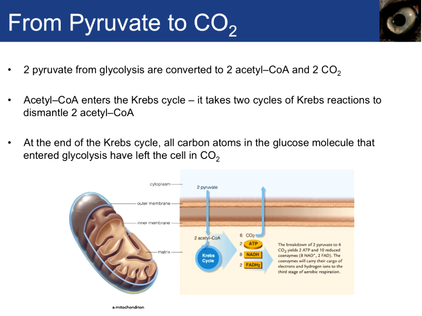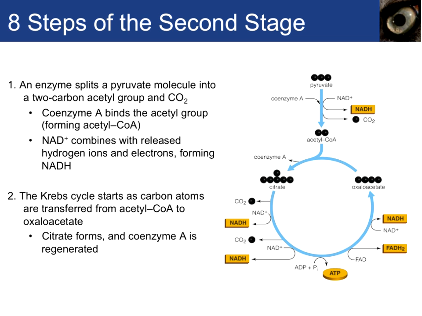So in the second stage, the 2 pyruvate from glycolysis are converted to 2 acetyl-CoA, and then also 2 carbon dioxide. So acetyl-CoA enters the Krebs cycle, and it takes 2 cycles of Krebs reactions to dismantle 2 acetyl-CoA. So at the end of the Krebs cycle, all the carbon atoms in the glucose molecule that entered glycolysis have left the cell in the form of carbon dioxide.